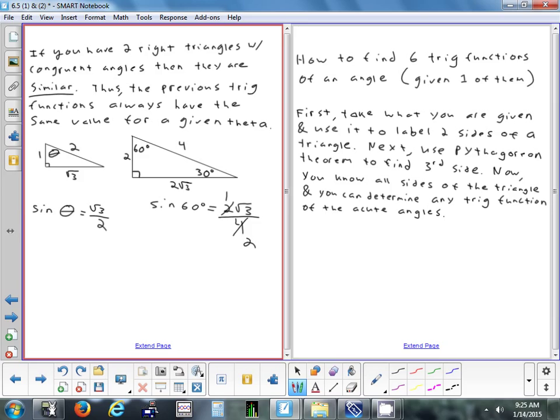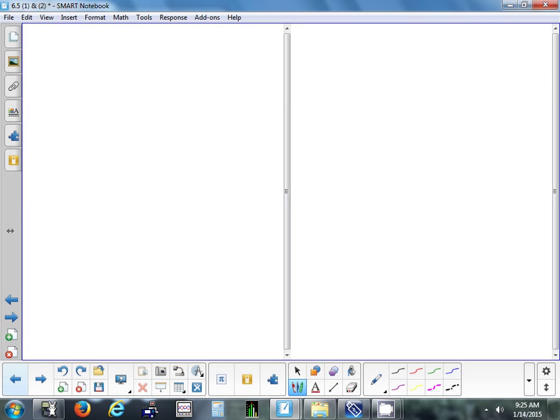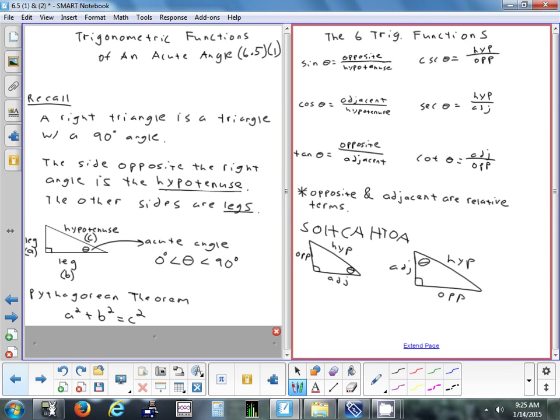Kind of an analogy to that is if you met somebody and you didn't know their name, does that prevent you from describing things about them that you can see visually? No. I don't need to know someone's name to describe the color of their shirt, the color of their eyes, their hair, things like that. Same idea here. You don't need to know what this angle is to describe things about it. Specifically, we're describing these 6 things about it. Okay?